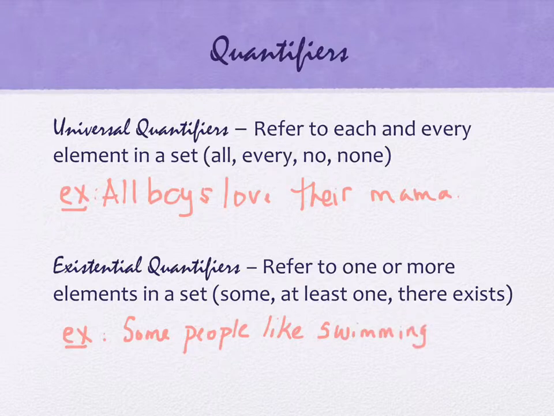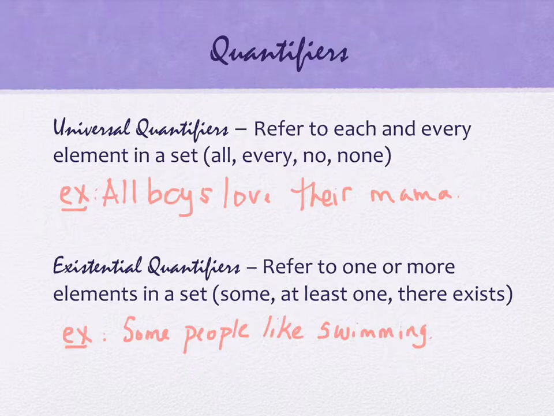Now, if we were trying to do a negation on this, sometimes I will have people say something like, some people don't like swimming. Well, that's actually not the opposite of this statement at all. I can have some people like swimming and some people don't like swimming, and I still have the statement on the board that's true. I don't have to have everybody liking it to make this statement true. I just have some people, okay?